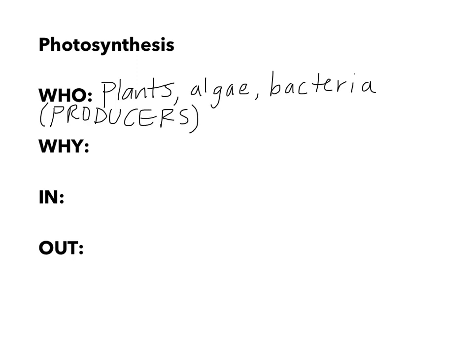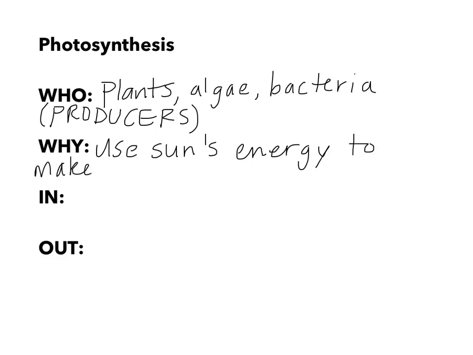Now the next question is, why do these plants, algae, and bacteria go through photosynthesis? Well, they have the ability to take the sun's energy and turn it into something else that they can use for energy. And that something else is a glucose, or a sugar. So they can use the sun's energy to make a sugar. And the specific sugar that they make, again, is called glucose.